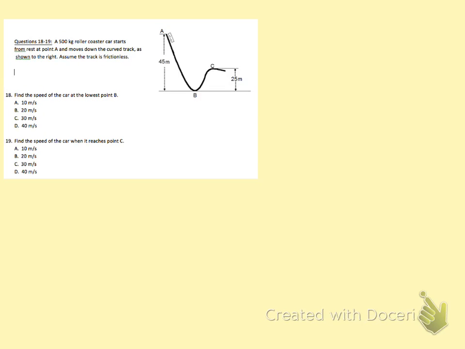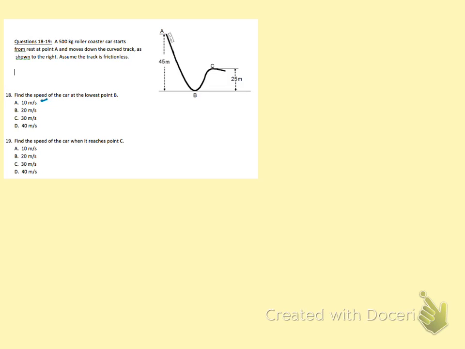Questions 18 and 19. We have a 500 kilogram roller coaster starting from rest at point A, moving down the curved track as shown to the right. Assume the track is frictionless. So we want to find the speed of the car at the lowest point B.